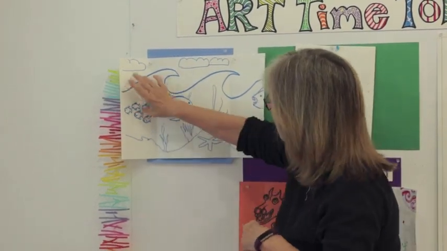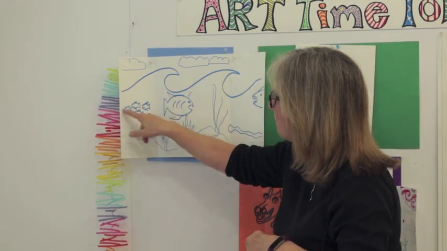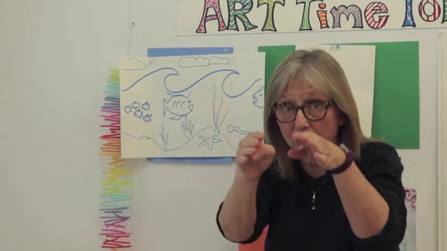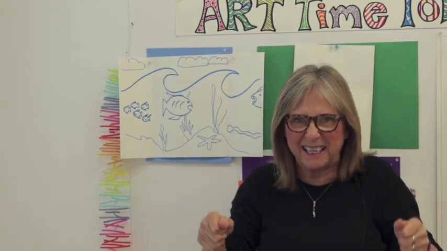So I have drawn the waves and the fish, and this little group of fish here all swimming together. Do you know what that's called? A school of fish. It's like they're going to school. I always picture little fish behind a desk. I think it was in a Bugs Bunny cartoon one time.